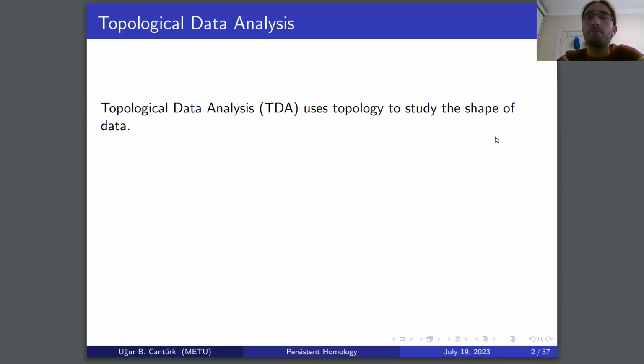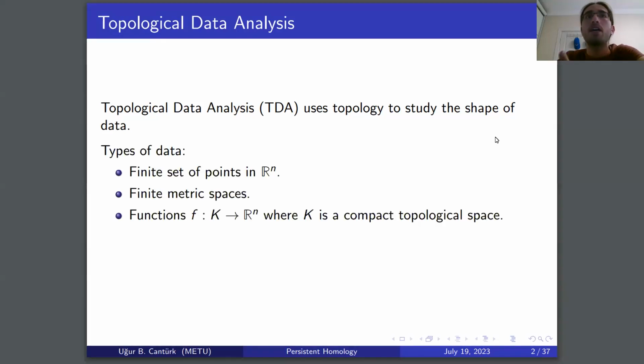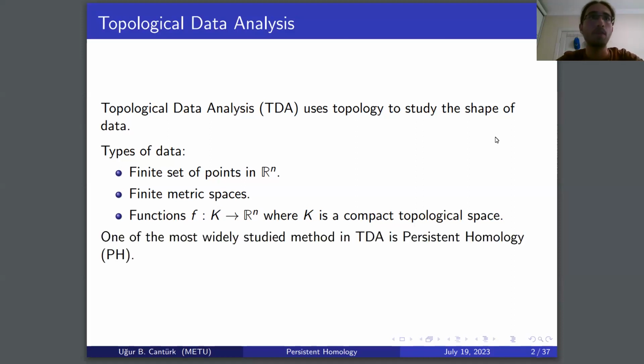Here, our data can come in different types. As a first one, it can be a finite set of points in some R^n or any metric space. And also we can start with some function from some compact topological space to some Euclidean space. But in practice, generally, we encounter finite and compact cases in the real world. In our theory, it can be generalized to the infinite case and also the non-compact case. And persistent homology is the most widely used method in TDA.